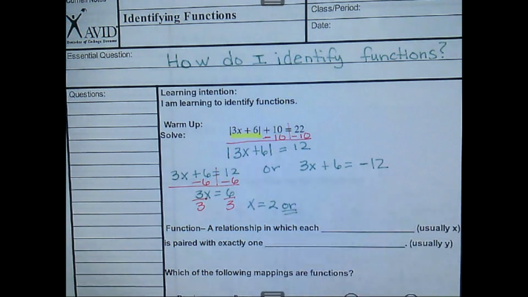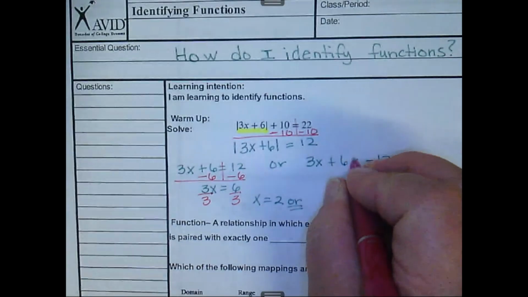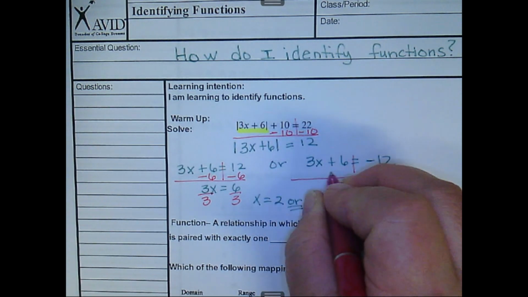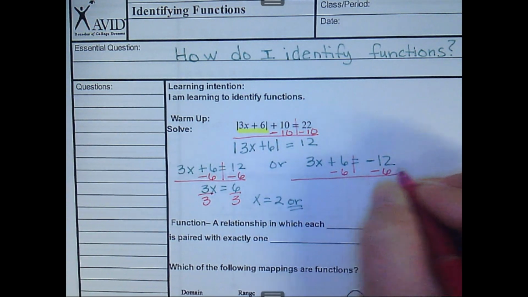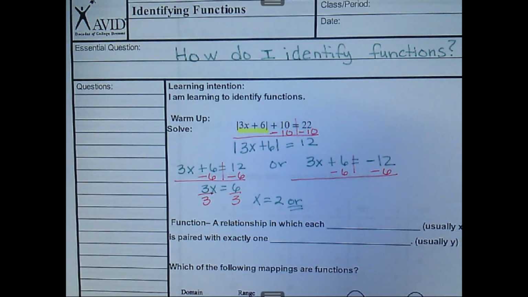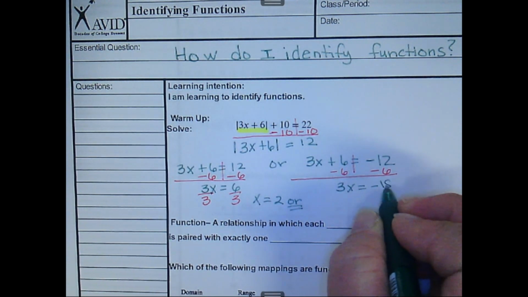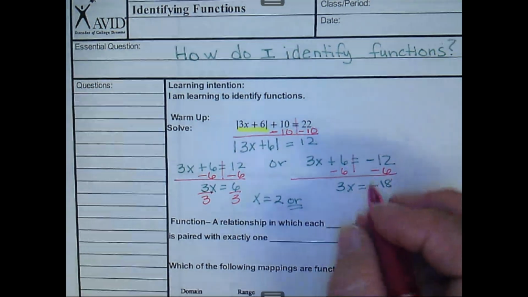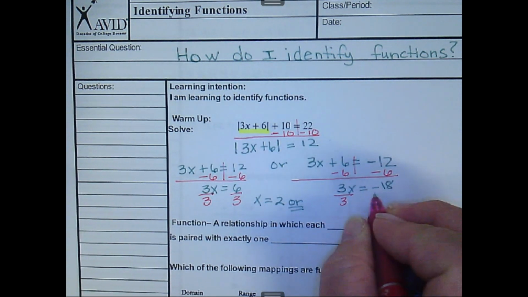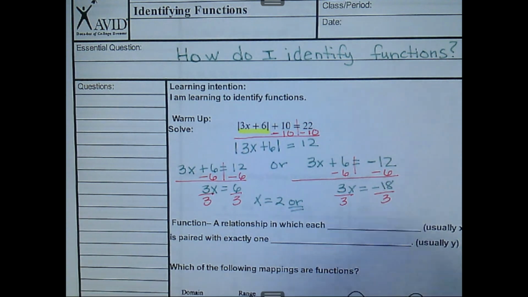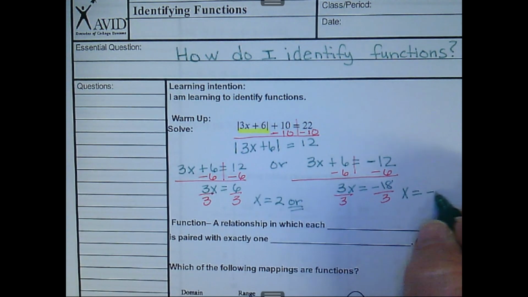Or, same thing again. I will subtract 6 from both sides. 3x is equal to negative 18. I divide by 3, and x is equal to negative 6.